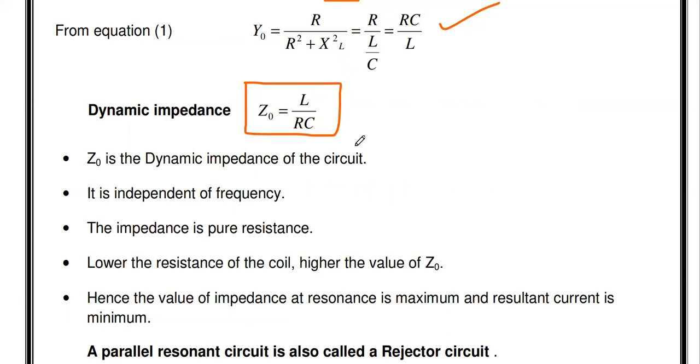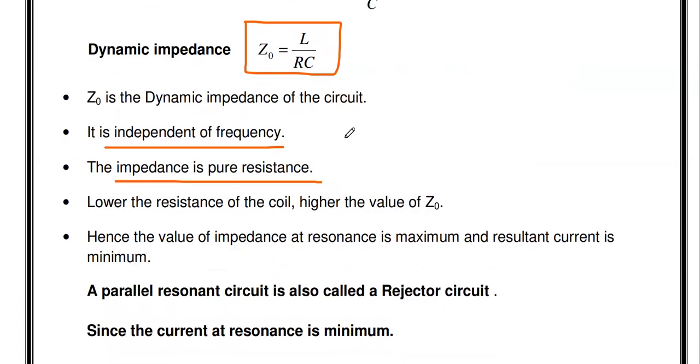From this impedance equation, we can say that this impedance is independent of frequency. You see, this impedance Z naught does not depend on any frequency component, omega or F. So the dynamic impedance, that is the impedance at resonance for the practical RLC circuit, is independent of frequency, and this impedance is a pure resistance. It's a purely resistive component, no imaginary part.